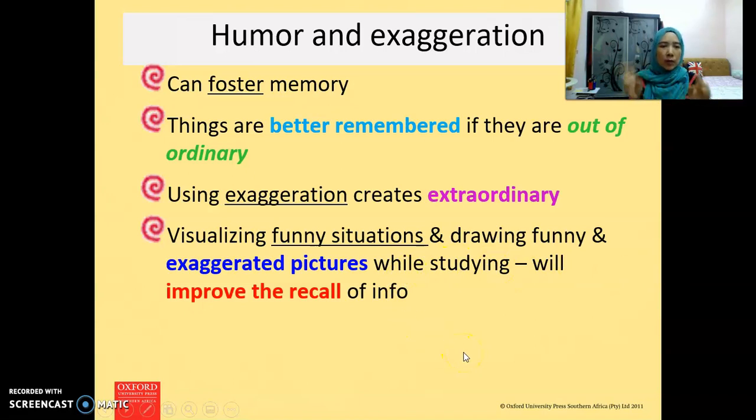So one way to remember information when you are studying is to draw the information either into funny pictures or into exaggerated pictures that you associate with the information. According to the research, this could improve the recall of the information.